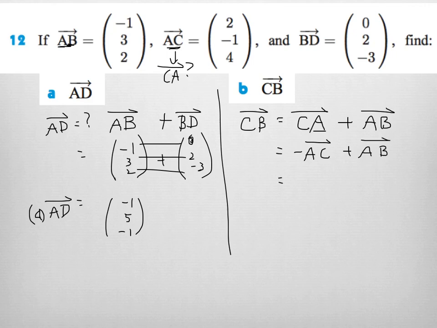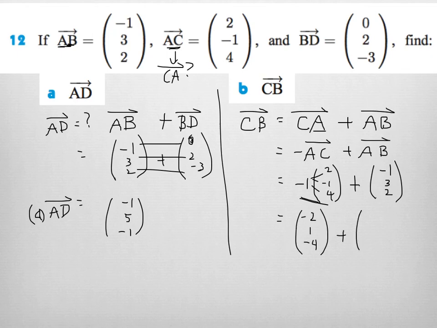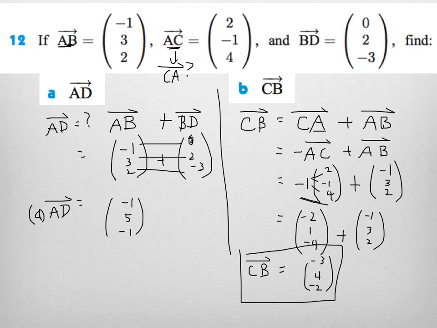So if we write negative AC here, we have -1 times 2, -1, 4, and AB turns out to be -1, 3, 2. We multiply this through into each component, and we end up with -2, 1, and -4. We add that to -1, 3, and 2, and then we end up with -3, 4, and -2. So that's my CB vector. Those are my two answers right there.